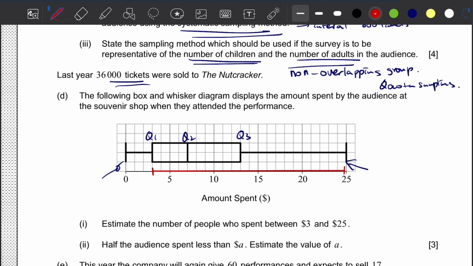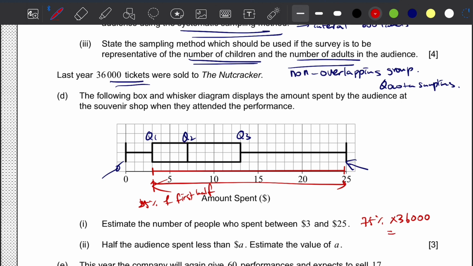So Q1 refers to the middle of the first half, the 25%, right? So this part here is 75% of the people. So we have to do 75% times 36,000, and this will give us the value of 27,000.